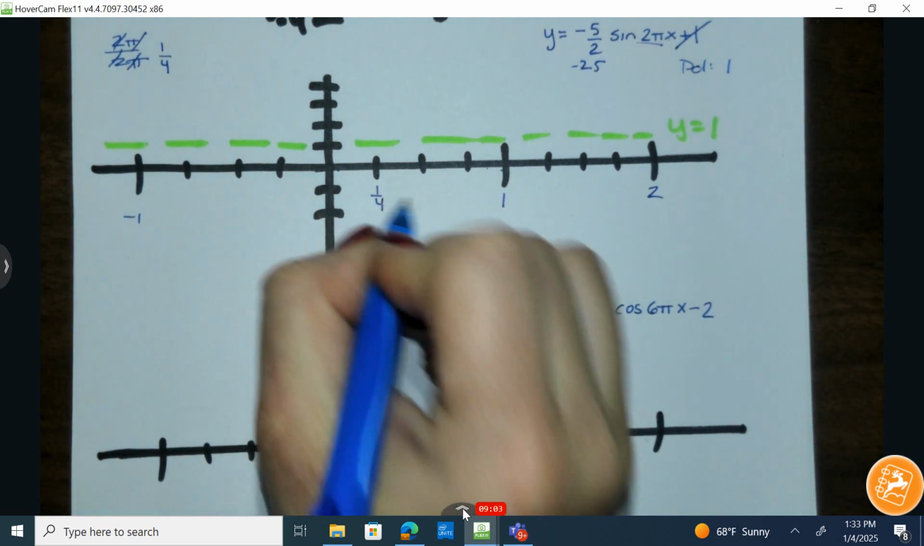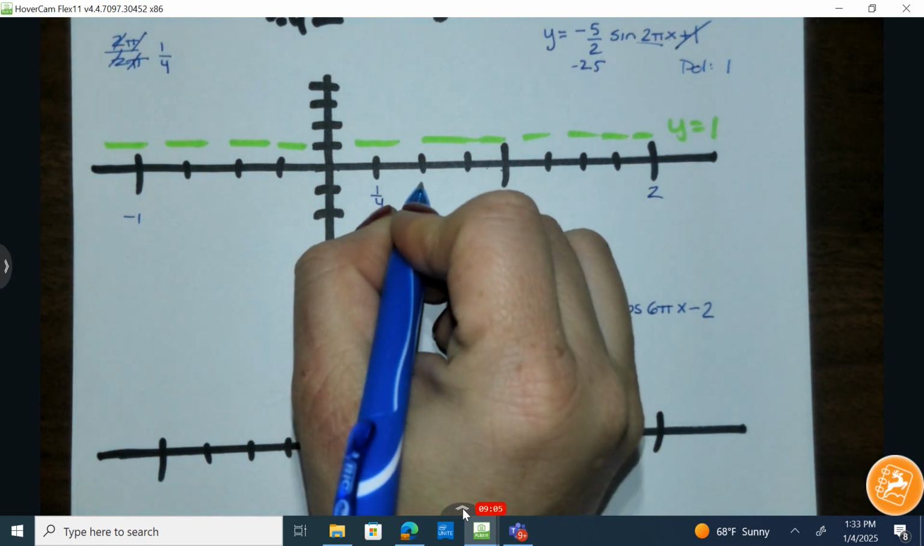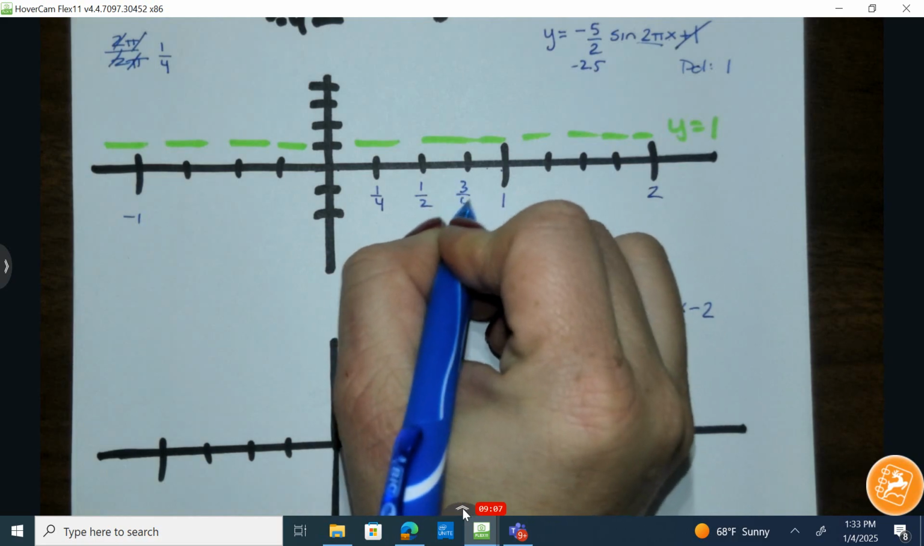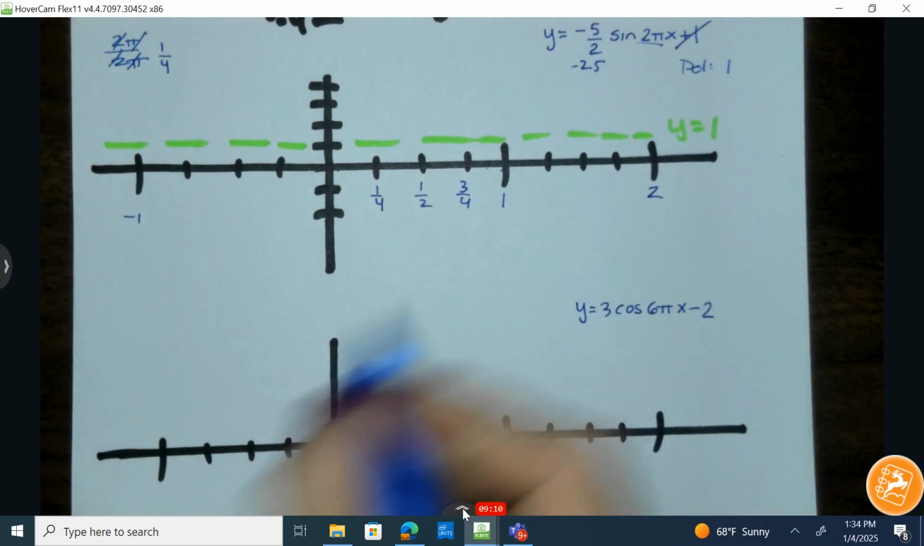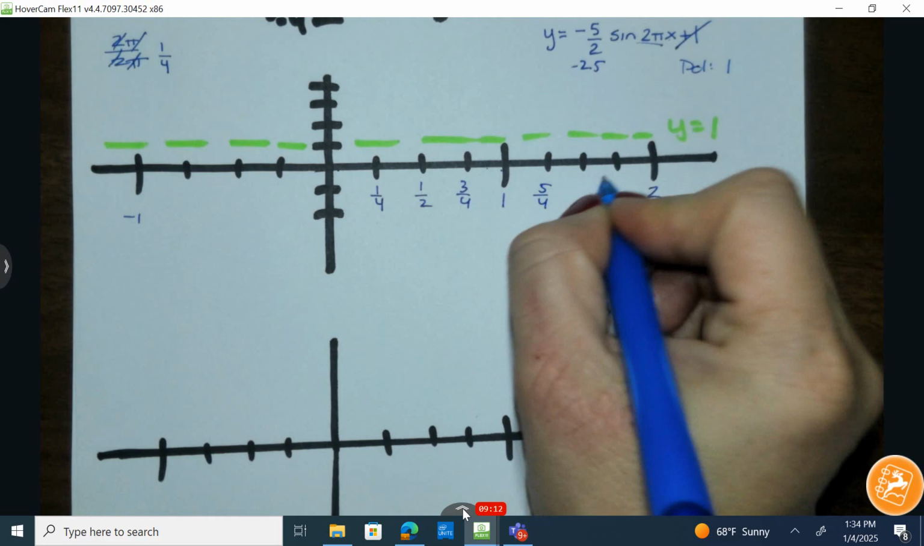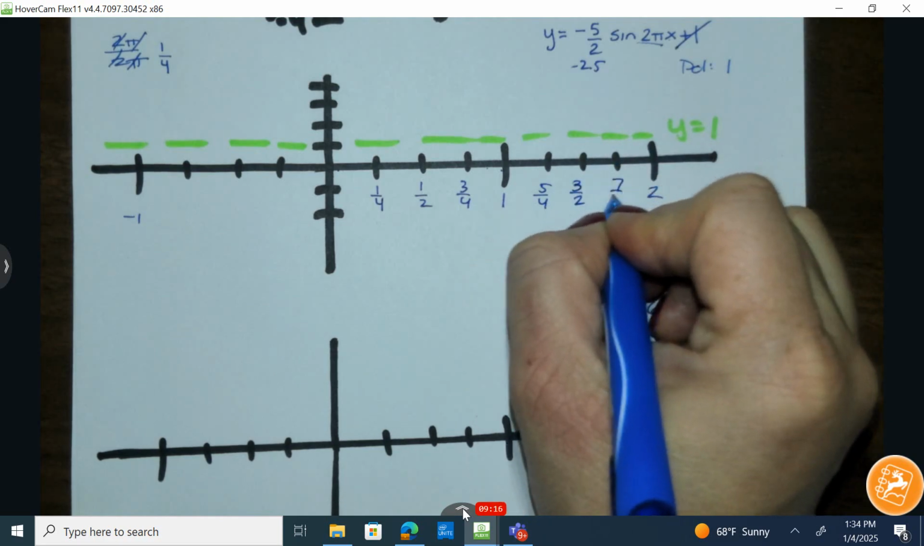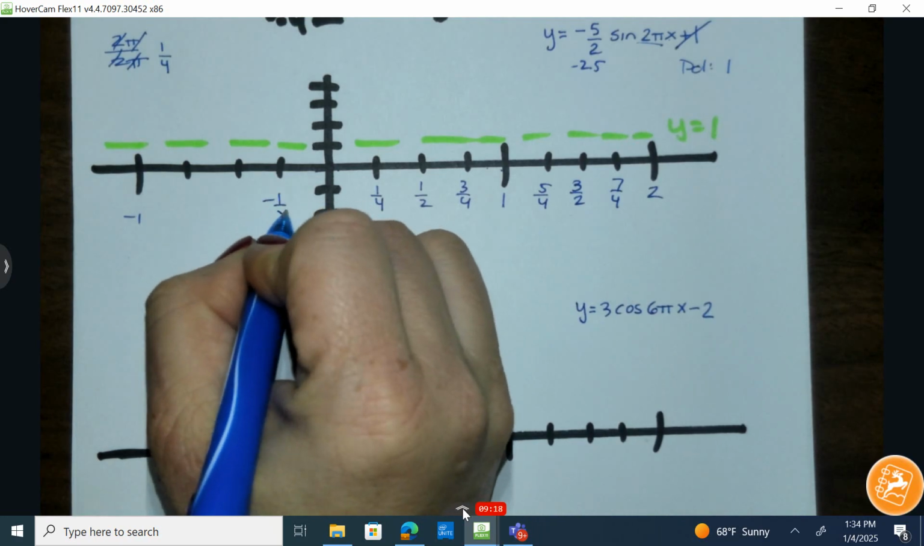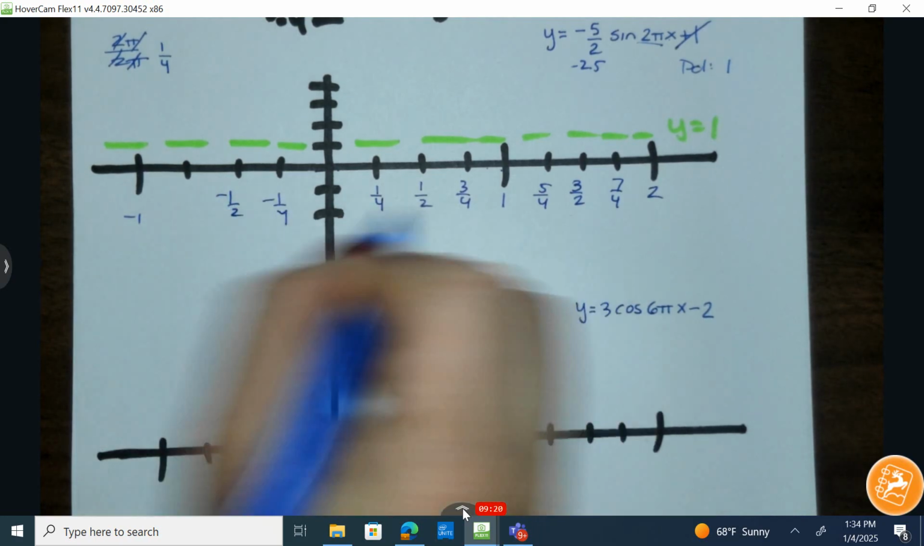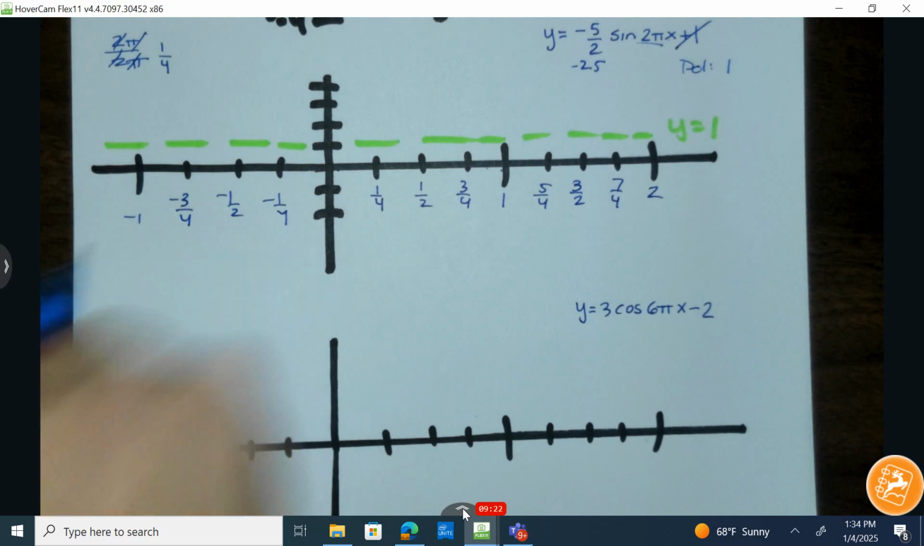I know this is 1/4. I will fill these all in. This is 2/4. This is 3/4, and I'm going to continue to fill these in right now. 5/4. This is 6/4, this is 7/4, and 8/4, and then I will make sure to put the negative sign as I go to the left.